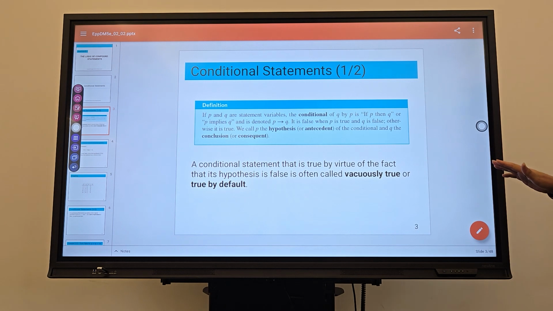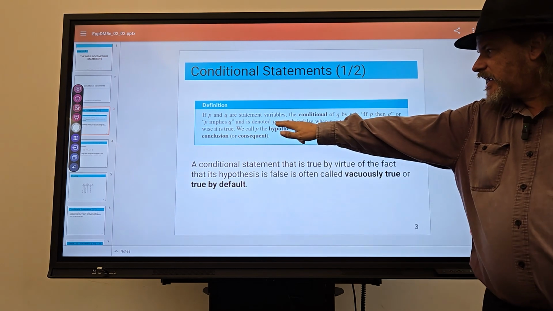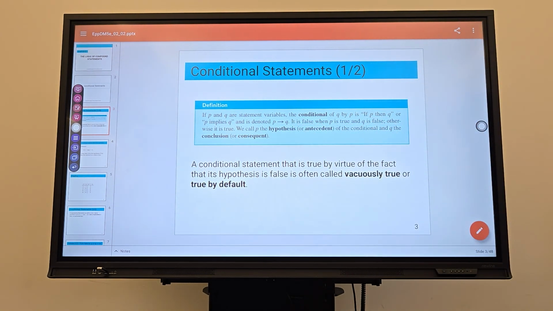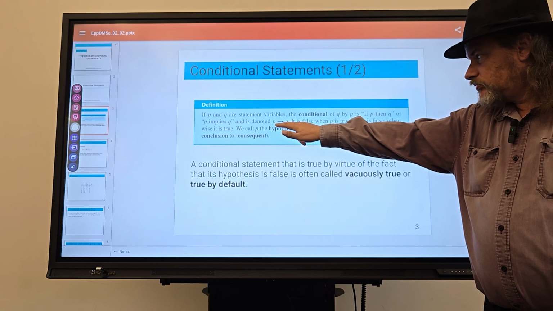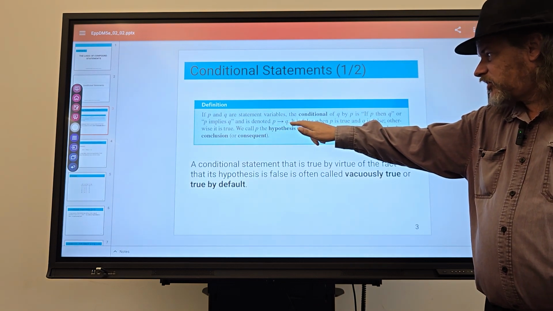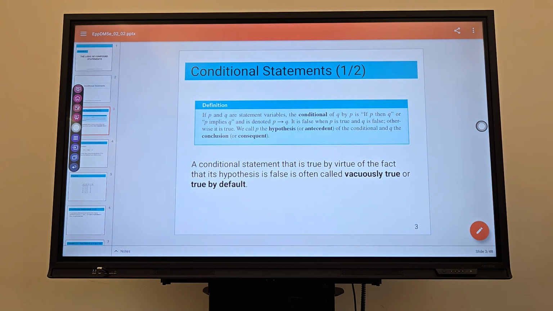Let's get to the definition. If P and Q are statement variables, then the conditional of P by Q is "if P then Q," or "P implies Q," denoted by the right arrow pointing from the hypothesis, P, or antecedent, to Q, the conclusion or the consequent. The value of P implies Q is false when P is true and Q is false, otherwise it is true.